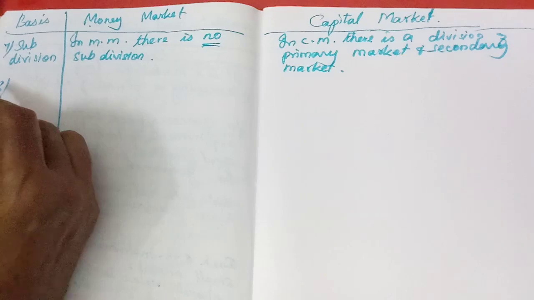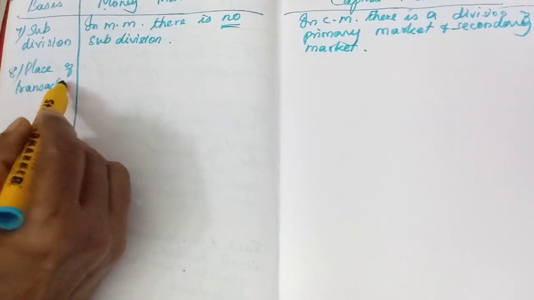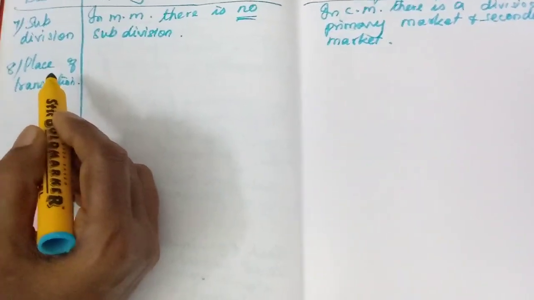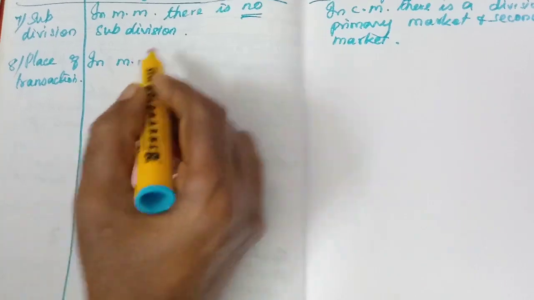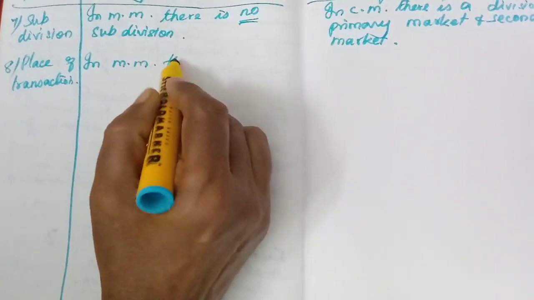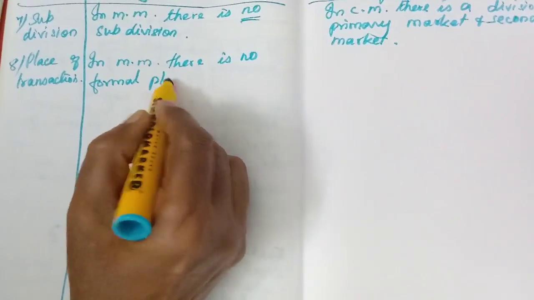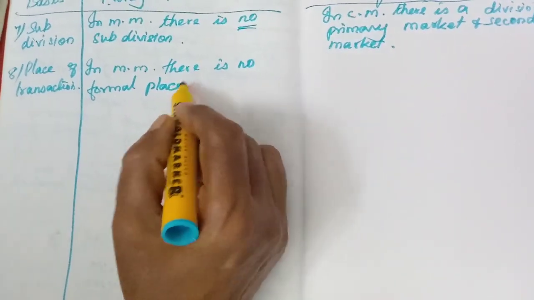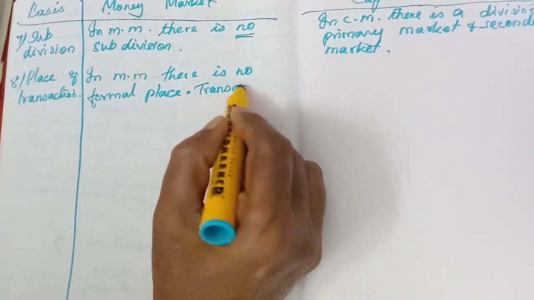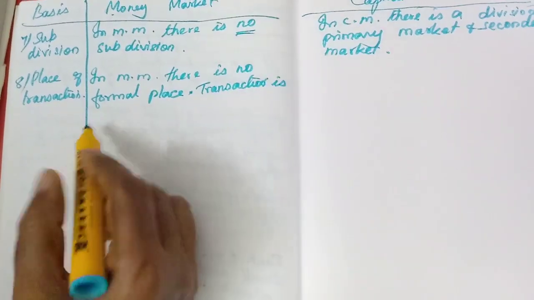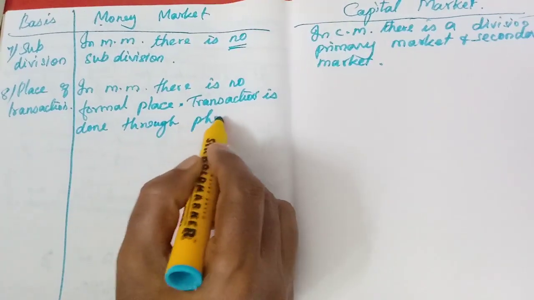Then 8th one, place of transactions, where we do the transaction. We have studied in money market, it is done through phone, there is no formal place. In money market, there is no formal place. Transaction is done through phone.